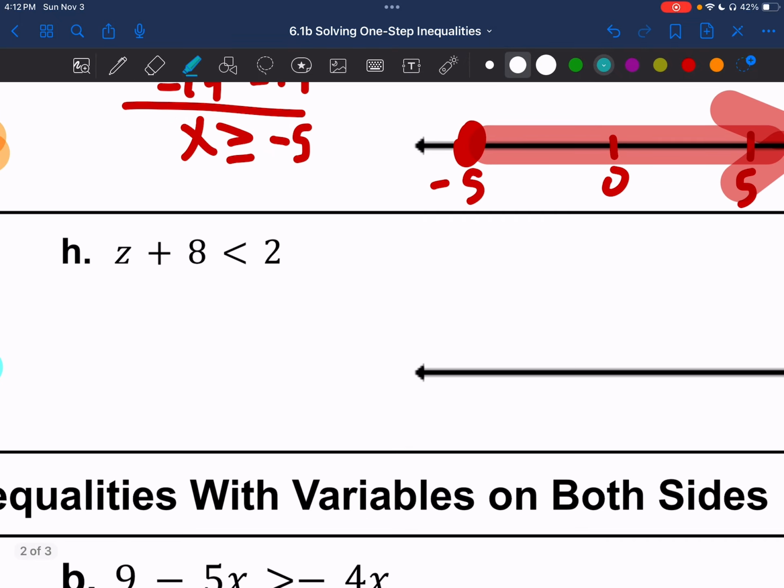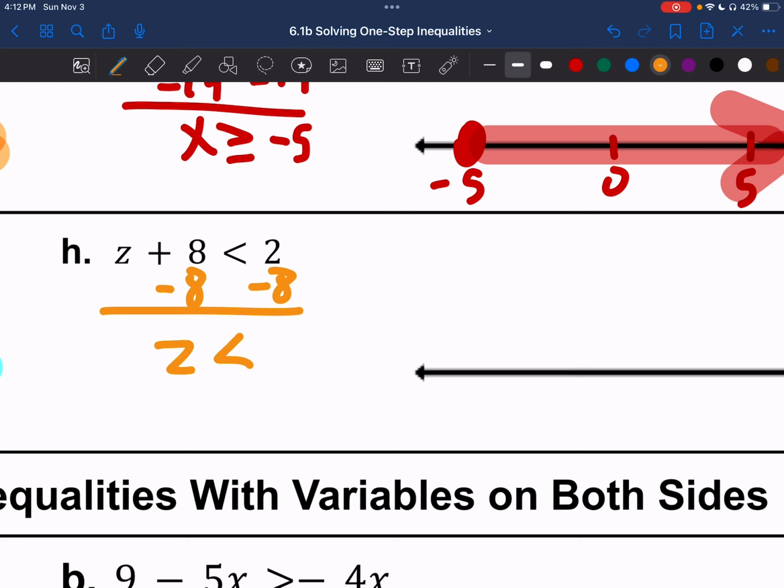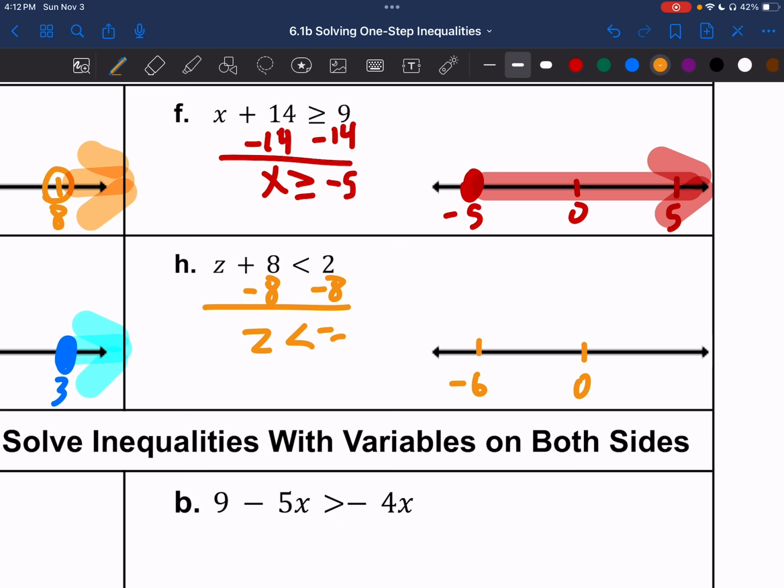All right, letter H. We've got z plus 8 is less than 2. Subtract 8 from both sides. Z is going to be less than negative 6. So we have points at negative 6, 0, and positive 6. It is an open dot at negative 6. And we are going to be shading to the left since z is less than that value.